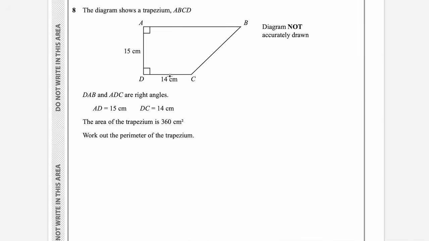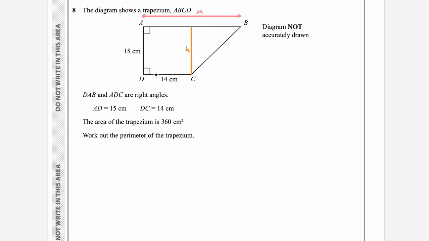Question 8. The diagram shows a trapezium, ABCD. Okay, we're given right angles. Find the area of the trapezium is 360 centimeters squared. Okay, so guys, what we're going to do is first and foremost draw a line up here. And we're going to say, let's say this is like the height, and then this kind of length here we can find, let's call this x.